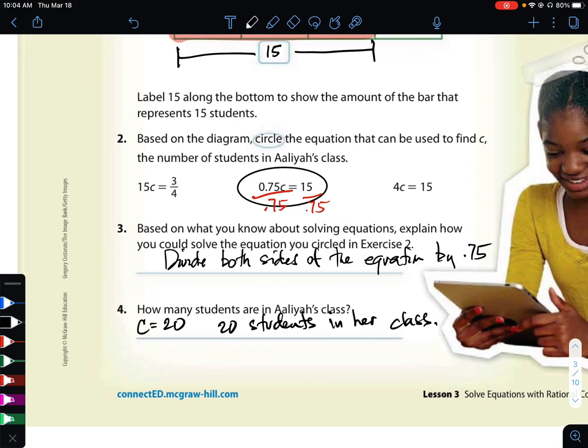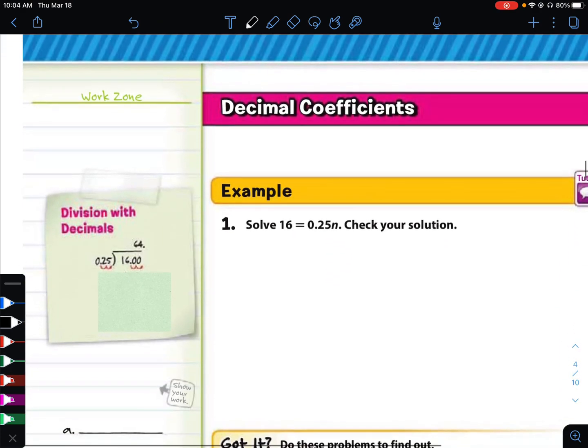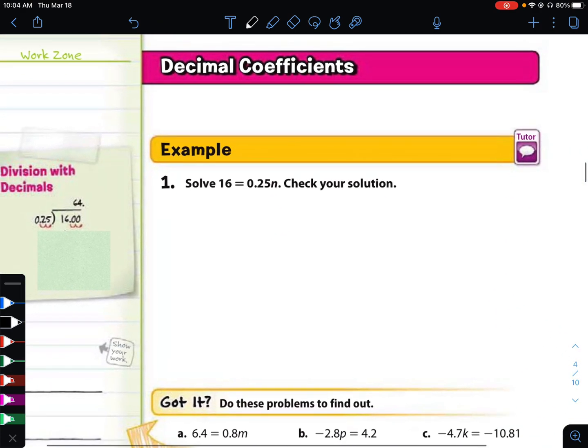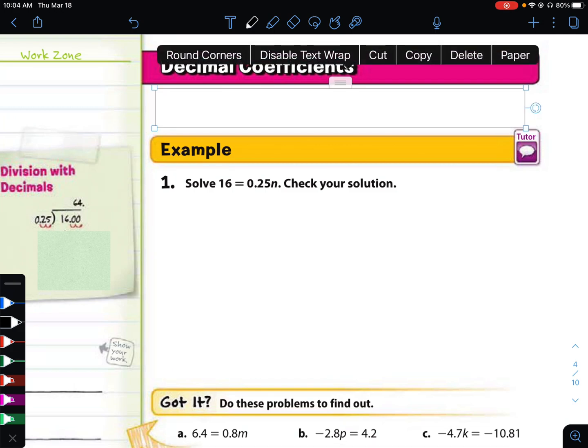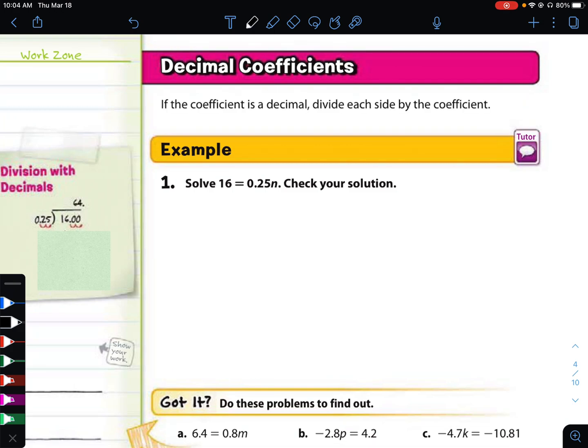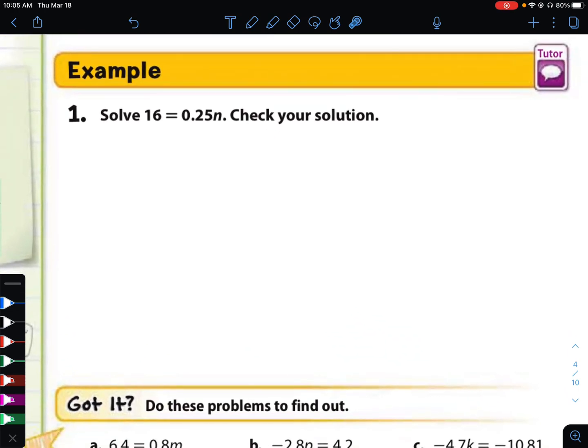So let's go to the lesson proper and we'll talk about decimal coefficients. What is a decimal coefficient? A decimal coefficient is basically when your coefficient is a decimal. Divide each side by the coefficient. So all you need to look for is the coefficient. If the coefficient is a decimal, we simply divide by the coefficient. Let's see how this works in example 1.